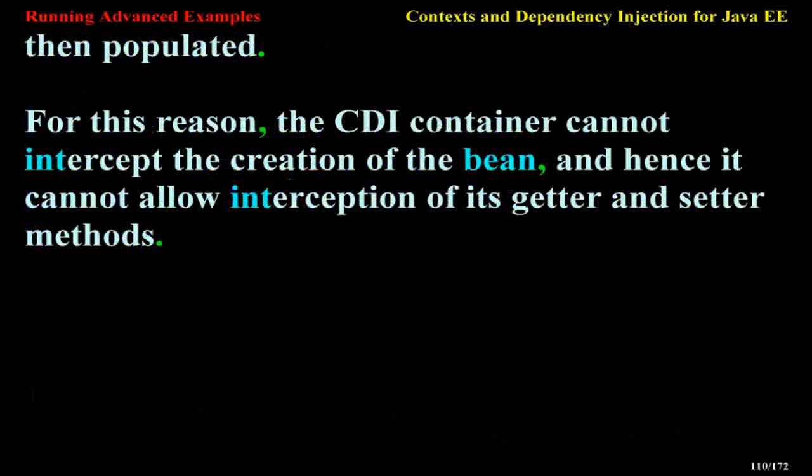The event class is a simple bean that is instantiated by the managed bean using new and then populated. For this reason, the CDI container cannot intercept the creation of the bean, and hence it cannot allow interception of its getter and setter methods.